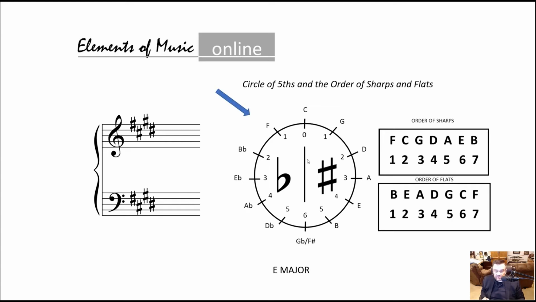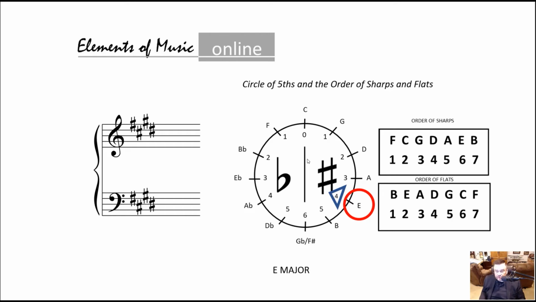So we're going to consider the circle of fifths now. And we're going to find out where those 4 sharps come from. Well, let's find the letter E. There it is in the lower right-hand corner of our circle of fifths at the 4 o'clock position, and that 4 is significant because that is the number of sharps associated with the key of E. So there you have it.